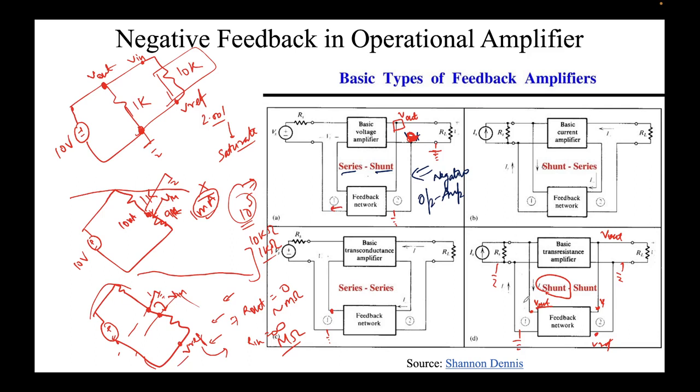This is not the case here. Whatever current you have, you can directly feed here. This is the reference. That's why it's called series-shunt. The first term stands for the input side, which is series, because the feedback network is providing the current in series. However, the output is shunt, because whatever the output voltage, we are directly feeding to the feedback network. That's what is meant by series and shunt.